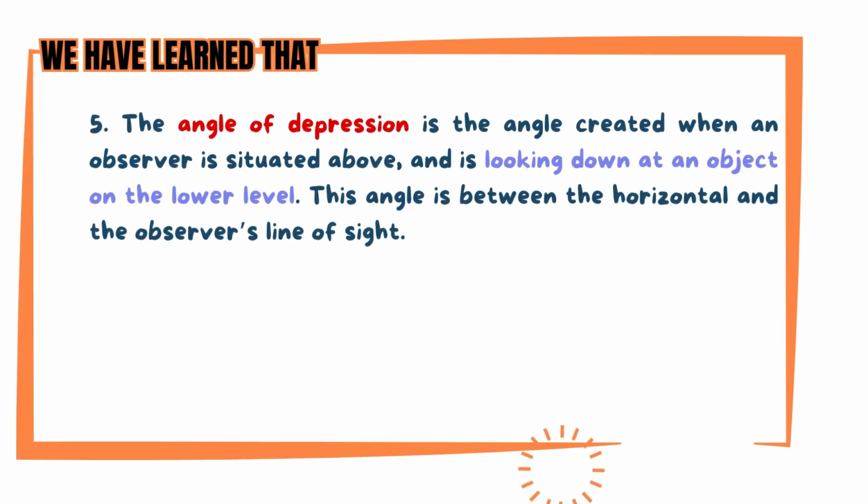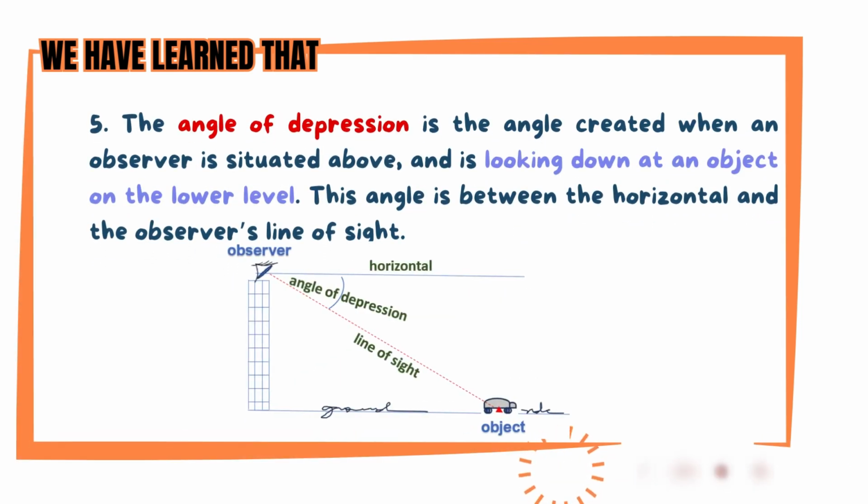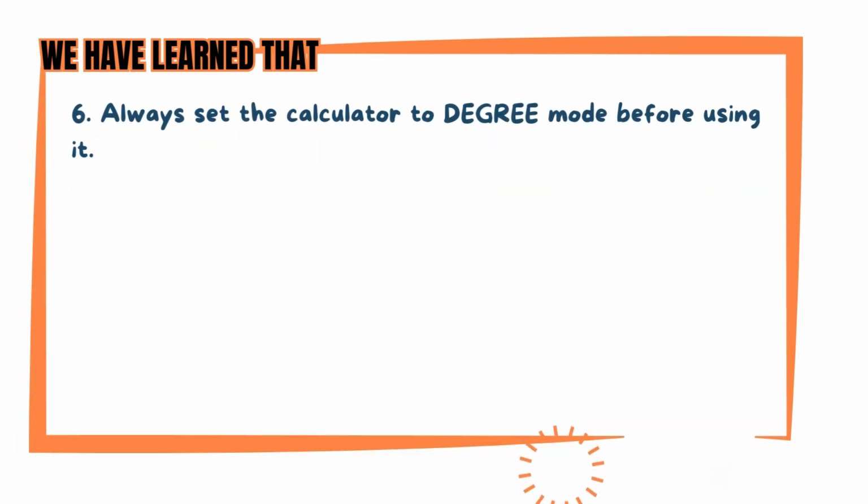Fifth, the angle of depression is the angle created when an observer is situated above and is looking down at an object on the lower level. This angle is between the horizontal and the observer's line of sight. Sixth, always set the calculator to degree mode before using it.